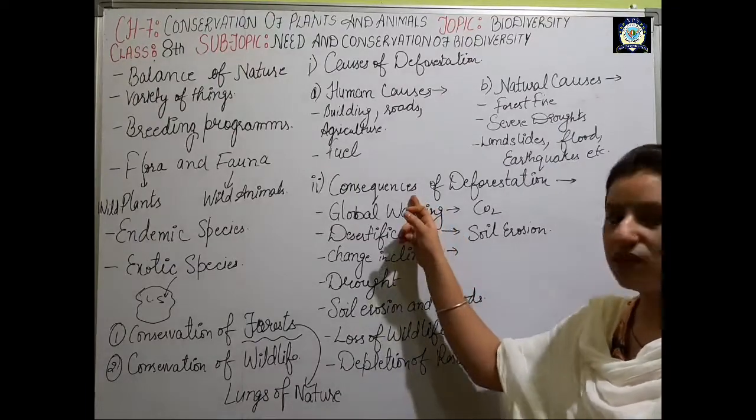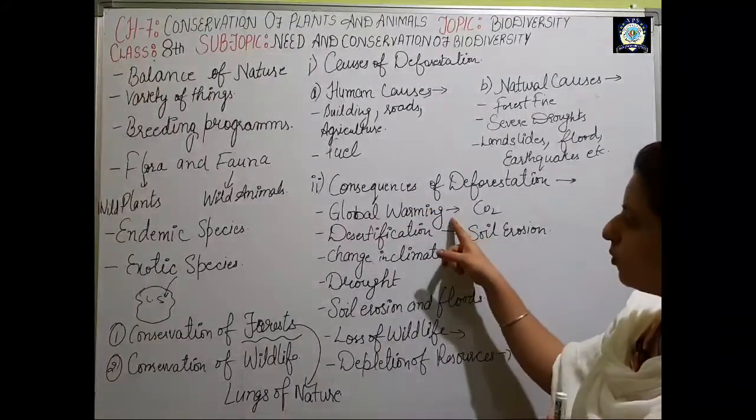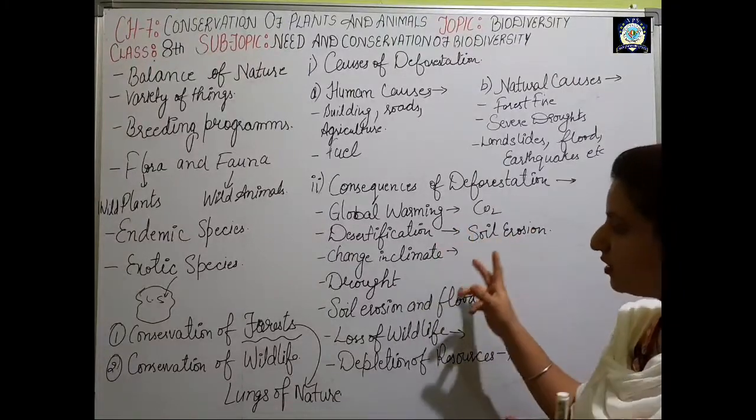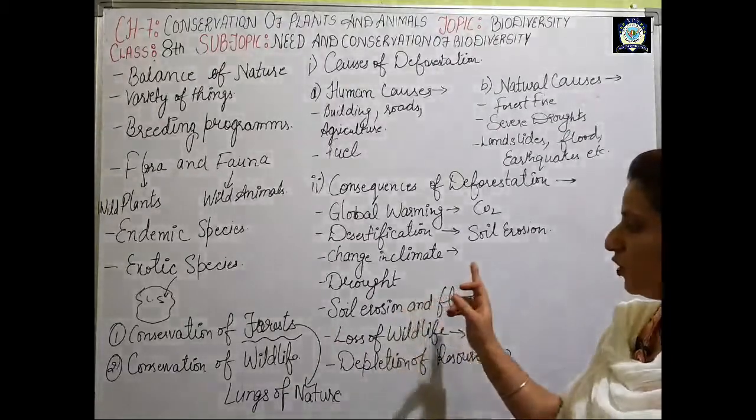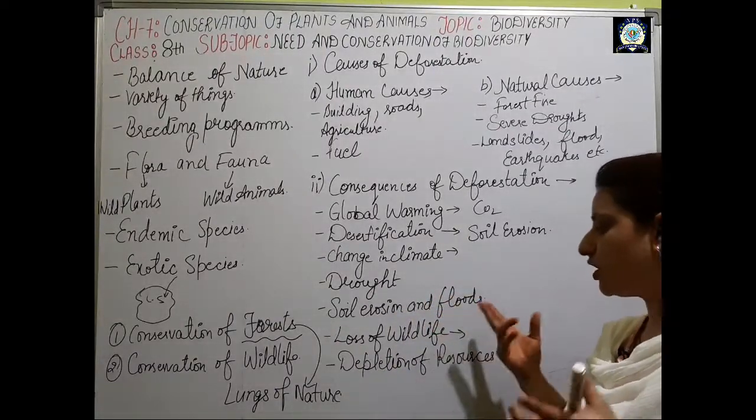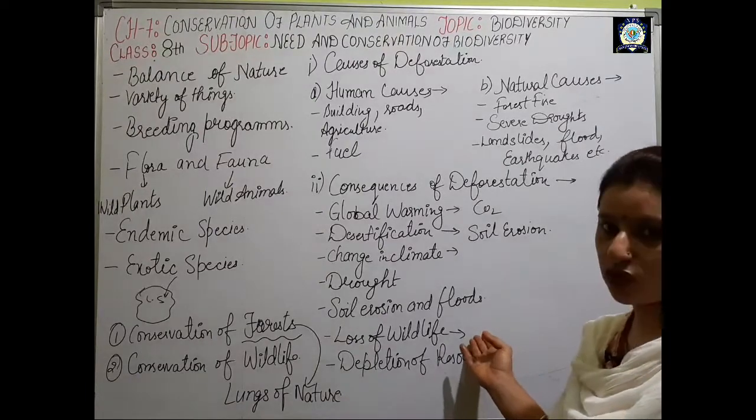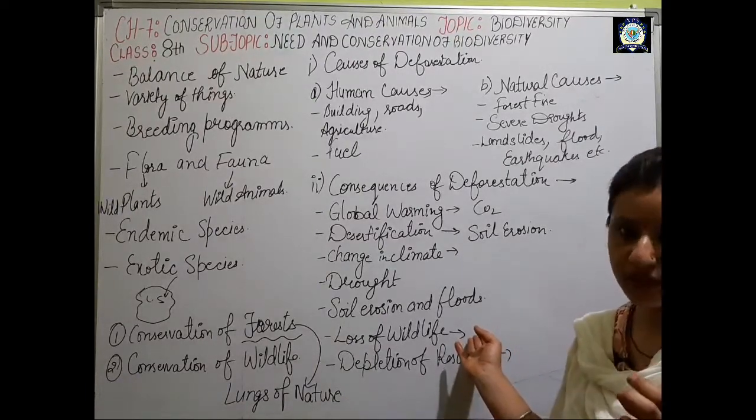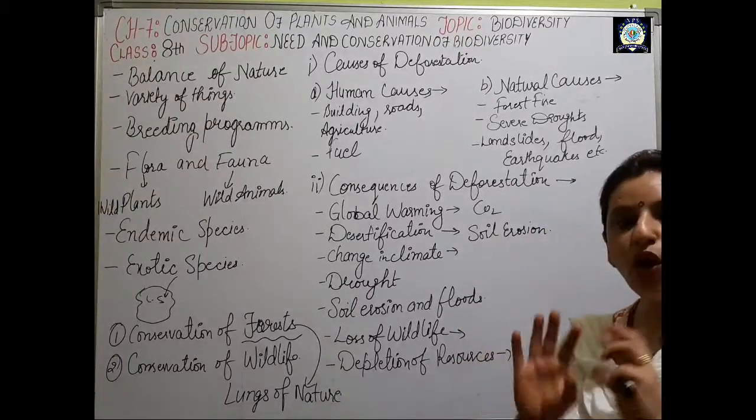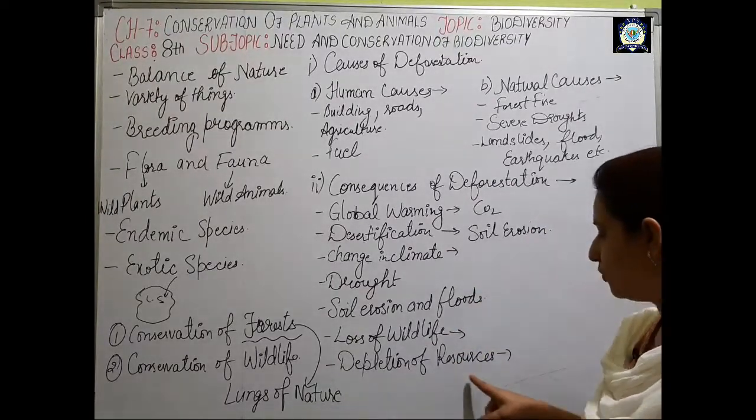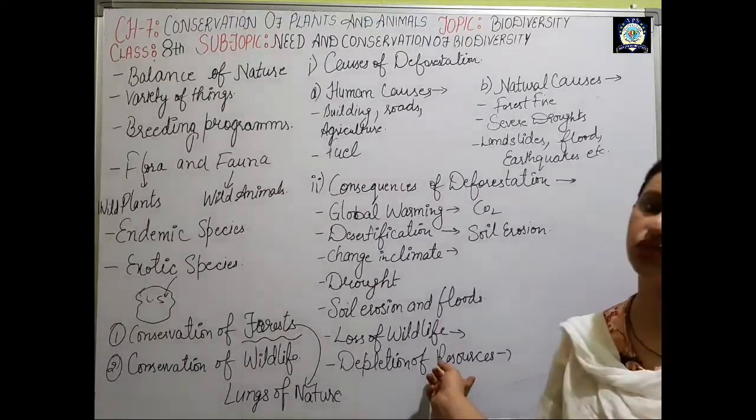Now what are the consequences, meaning the problems of deforestation? First problem is global warming, then desertification, change in climate, which leads to drought. Due to the drought there is soil erosion and floods, and there is also wildlife loss, because food sources are very limited due to deforestation, and ultimately all in all it will lead to depletion of resources, maybe living resources, maybe non-living resources.